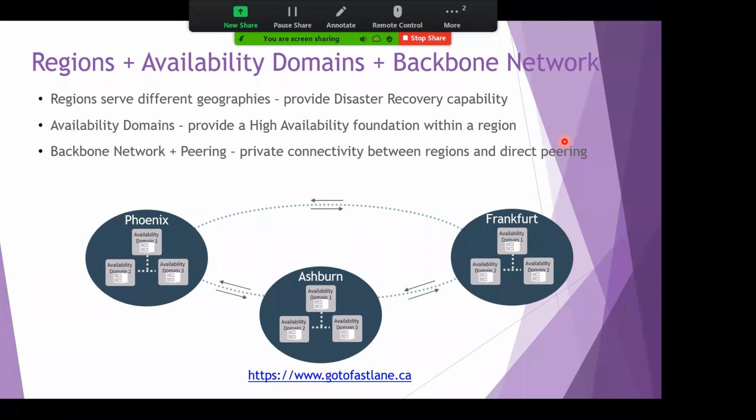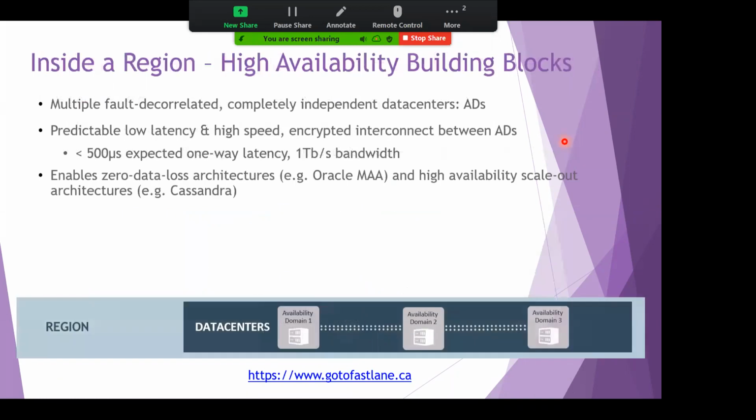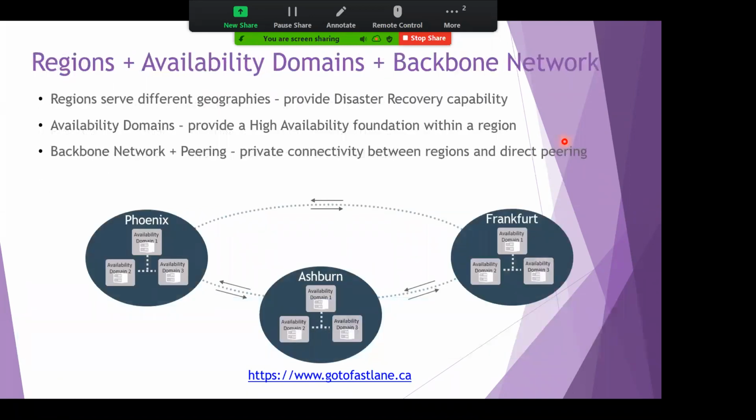So a region is any geographical area, right? As you see over here, Frankfurt, Ashburn, all these places are geographical regions. A region is just a metropolitan or geographical area, okay? So just think of it as Toronto or Nagpur, where you are.